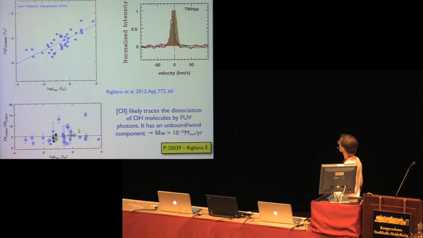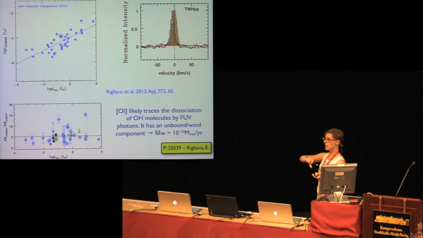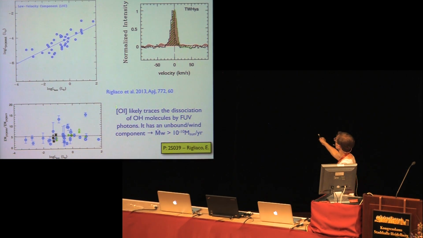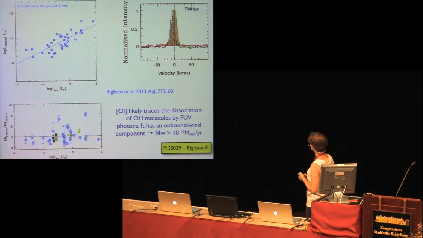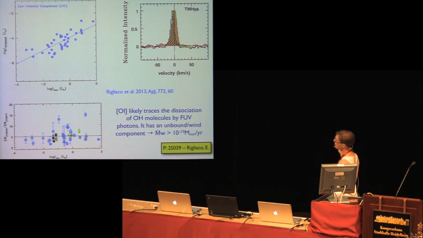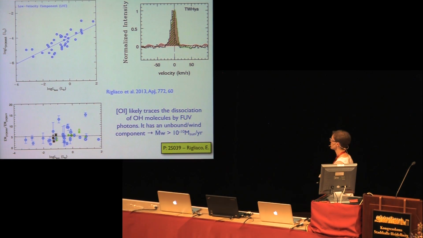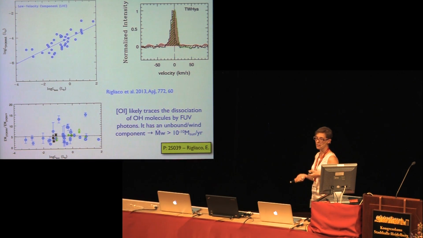So putting all these results together, we came to the conclusion that the oxygen I is likely tracing the layer heated by FUV, where OH molecules are dissociated and you get the atomic oxygen, and it has an unbound component, which implies that the mass loss rate is typically larger than 10 to the minus 10 solar masses per year, and it's actually pretty ubiquitous in young T Tauri stars.